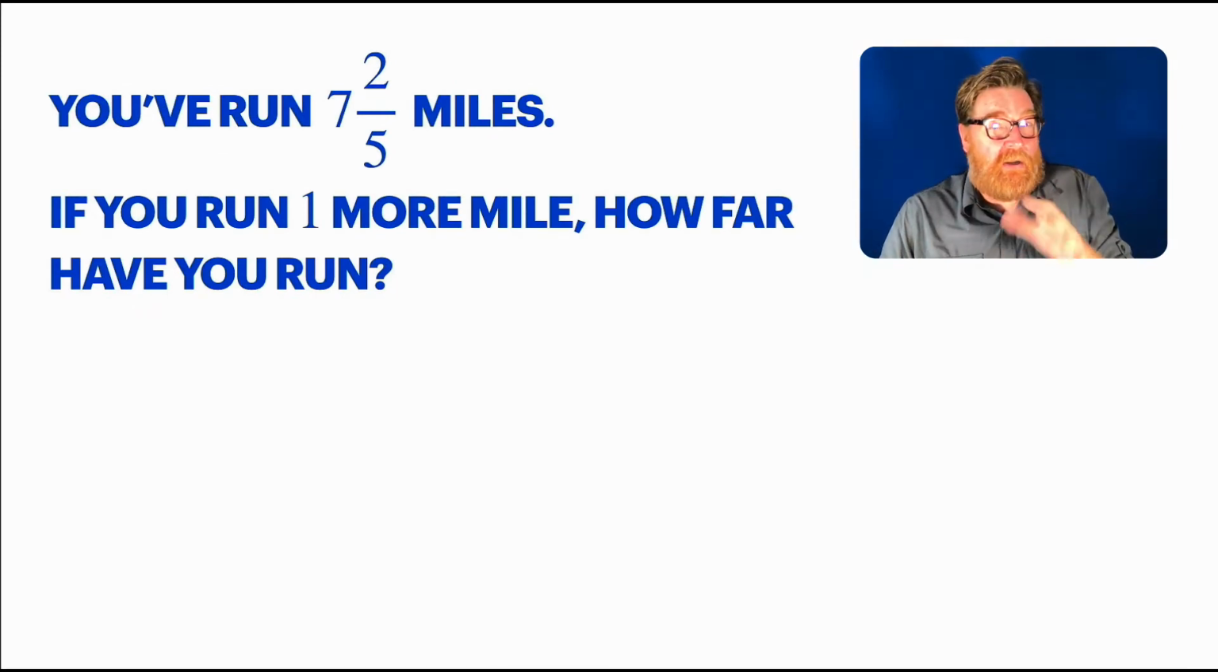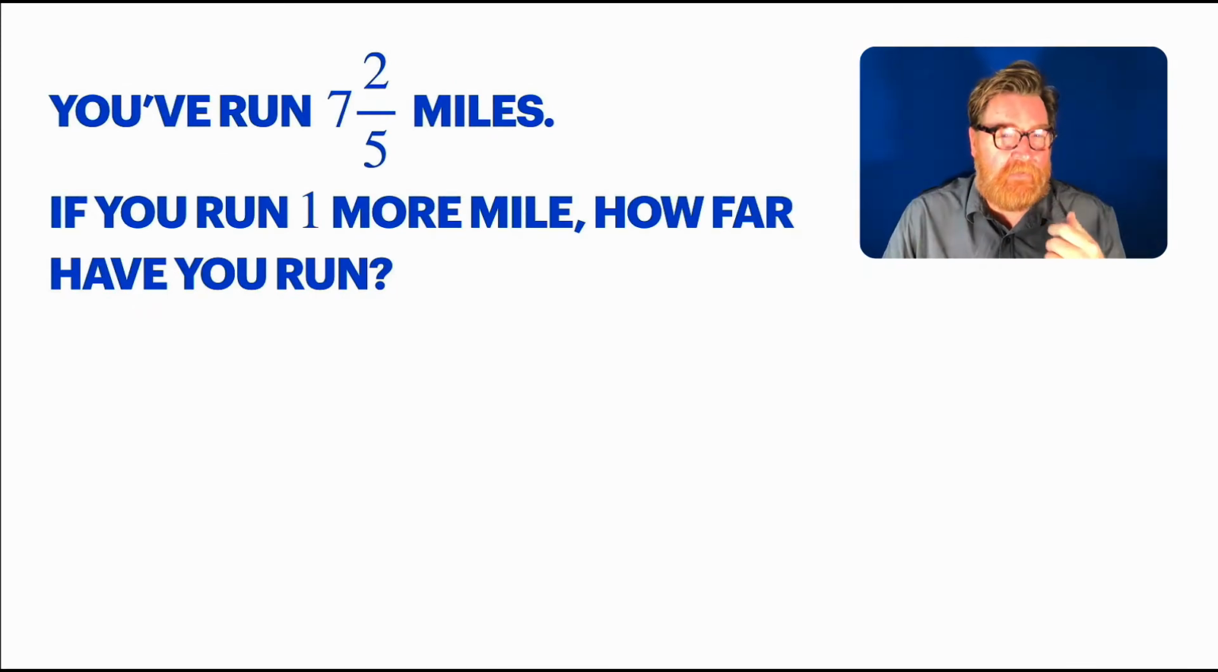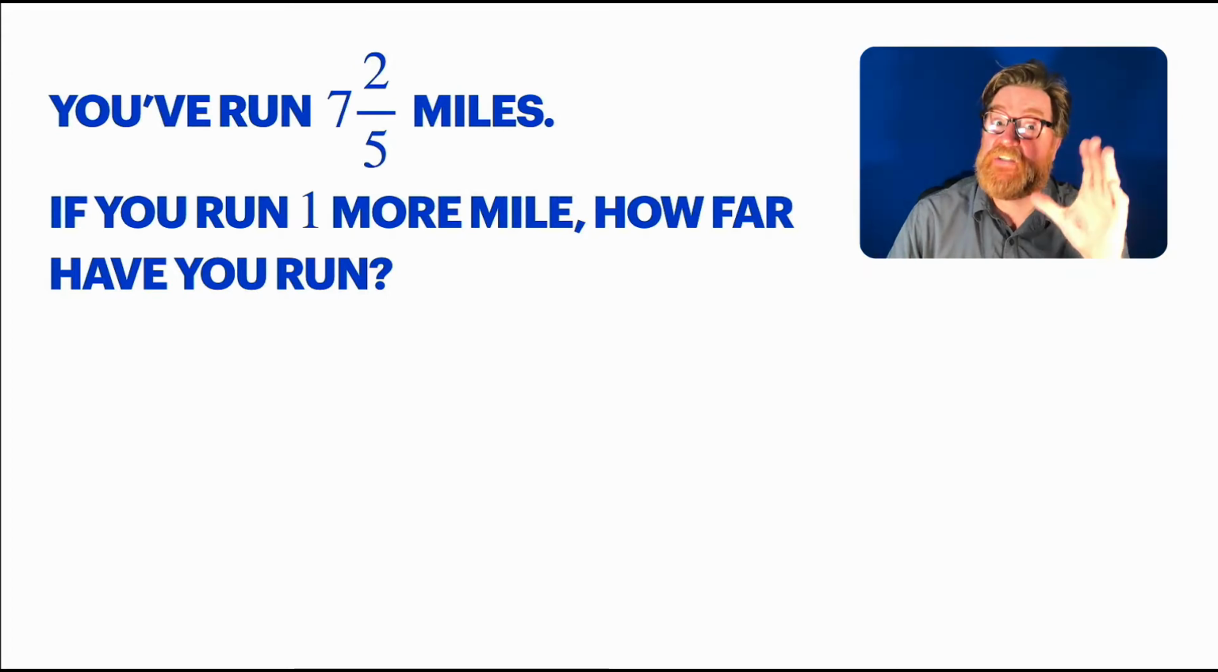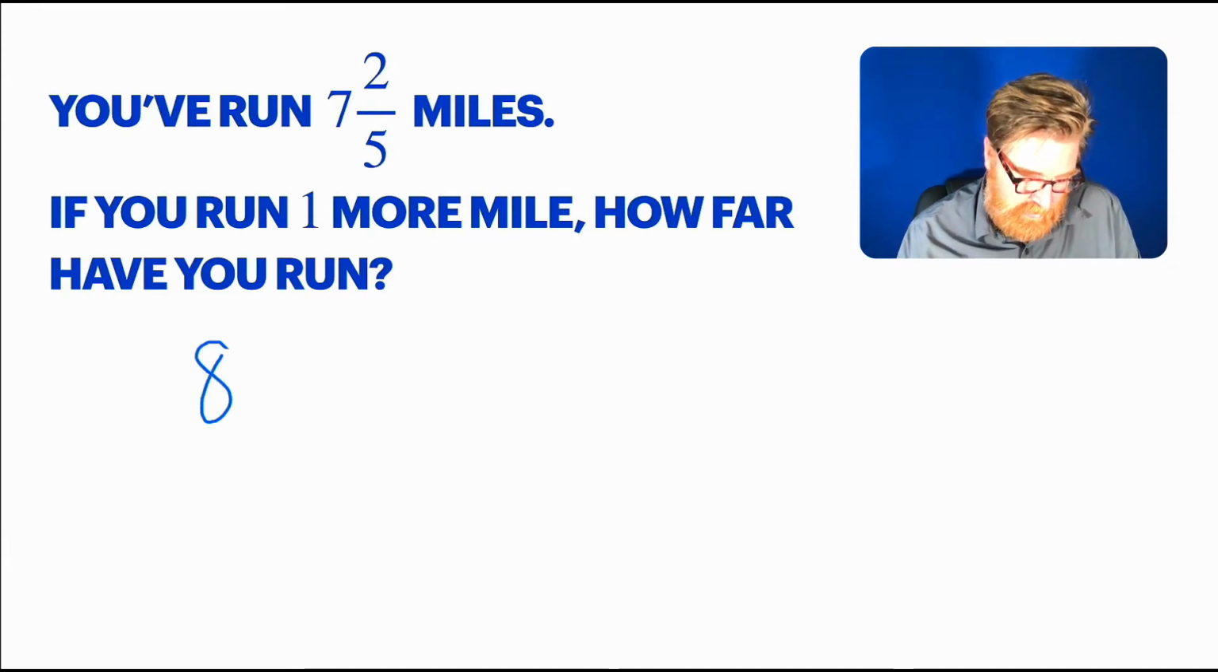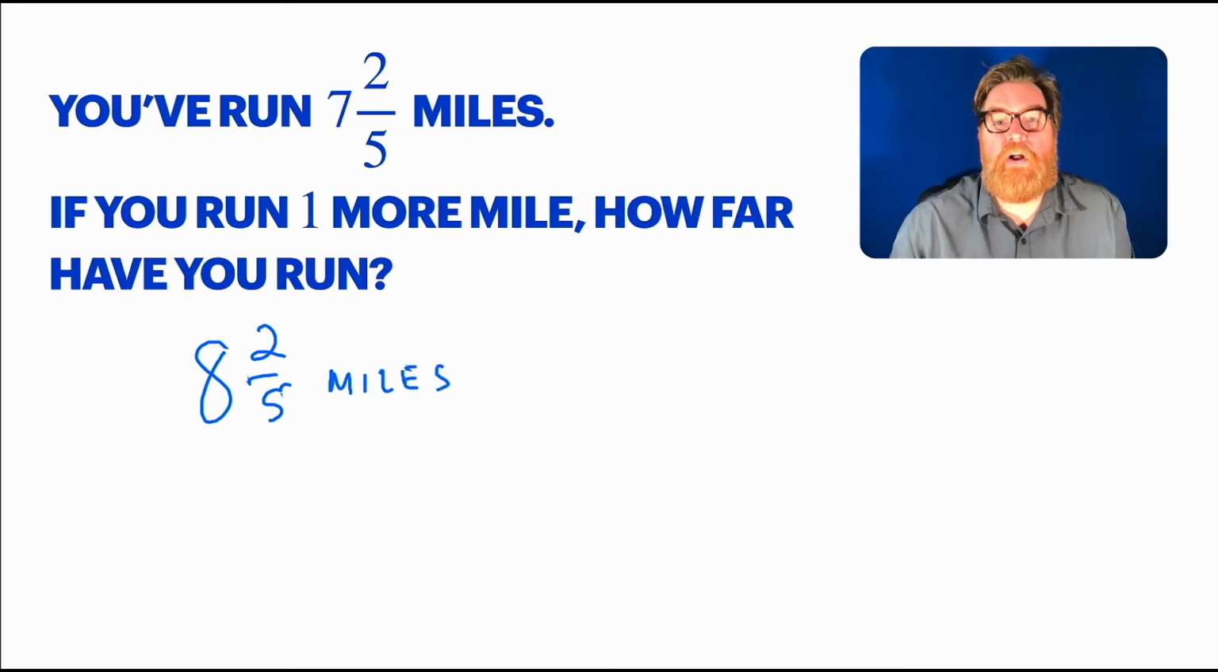Now, just numerically, just to get settled here, if you've got 7 2/5 miles, you've run that already. It's a long run. If you run one more mile, how far have you run? Well, we're just adding one more onto 7 2/5. So that just means that we're going to have 8 2/5 miles when all is said and done, right? 7 2/5, add one more whole mile onto that, 8 2/5 miles.